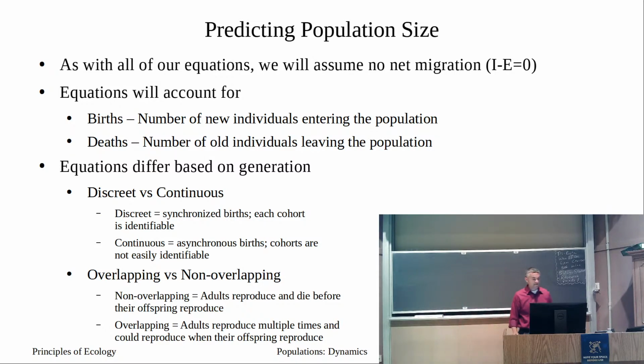And we can have matches. So we can have discrete overlapping. We can have discrete non-overlapping generations. And we can have continuous overlapping and continuous non-overlapping. So we can have all of these combinations. But you can't have both a discrete and a continuous. So it's either discrete or continuous, and then overlapping or non-overlapping.